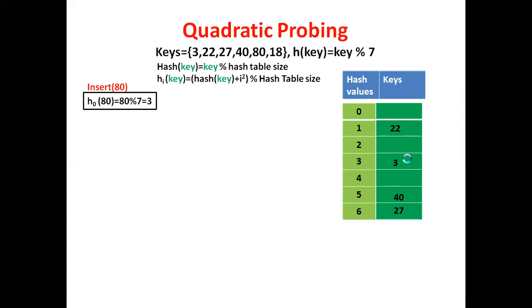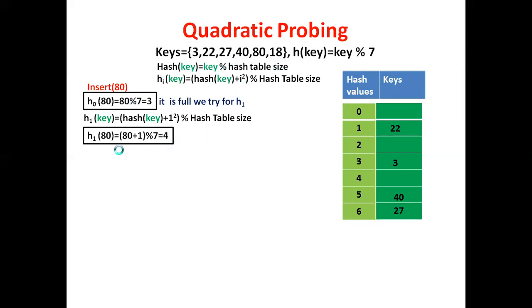So the 3rd bucket is filled by one key, that is 3. Here 80 cannot be inserted, because a collision occurs at this position, the third bucket. Now how to insert? Now check for i value equal to 1. So that is our hash function h1 of key is equal to hash of key plus 1 square modulus hash table size. So here the i value is replaced by 1. Previously it is 0, by default 0 means this one is the hash function.